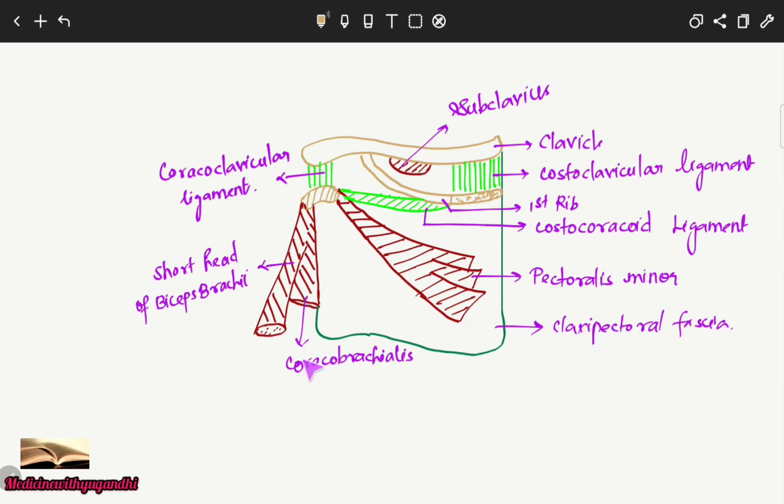Then this is the coracobrachialis muscle, and this is the short head of biceps brachii. Both of them have a common origin, that is from the coracoid process. Then this is the coracoclavicular ligament. It is named so because it extends from the coracoid process to the clavicle.